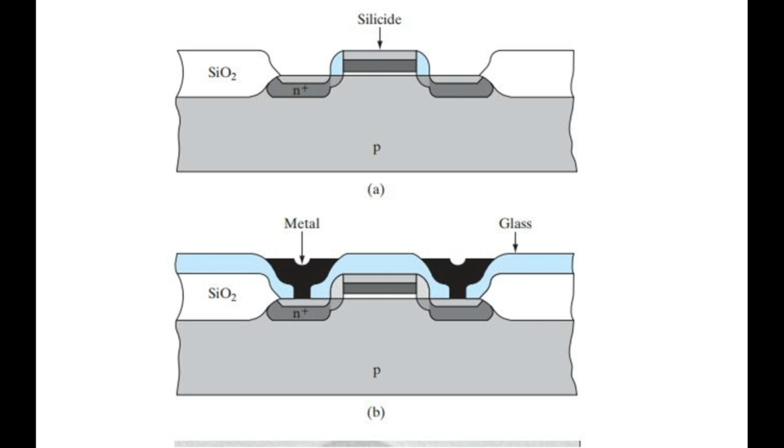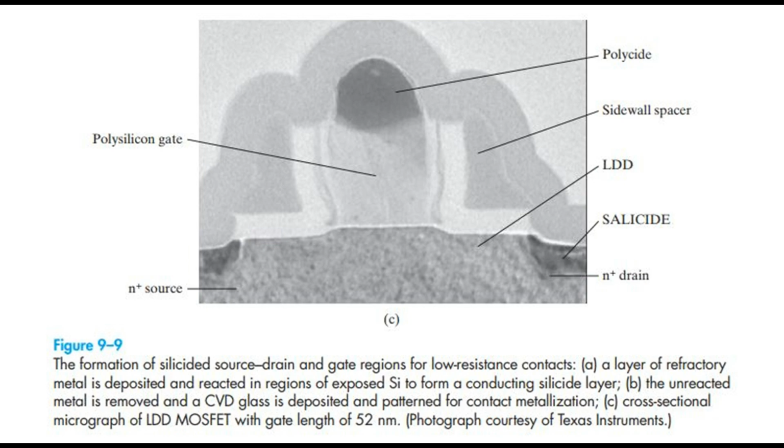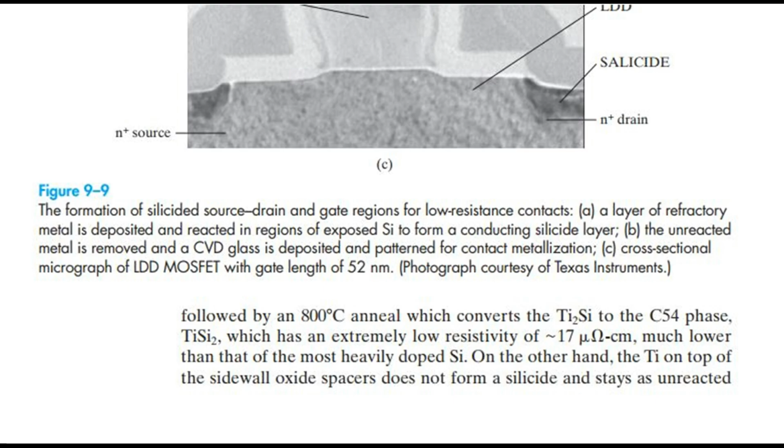Figure 9.9 The formation of silicide source drain and gate regions for low resistance contacts. A. A layer of refractory metal is deposited and reacted in regions of exposed silicon to form a conducting silicide layer. B. The unreacted metal is removed and a CVD glass is deposited and patterned for contact metallization. C. Cross-sectional micrograph of lightly doped drain metal oxide semiconductor field effect transistor with gate length of 52 nanometers. Photograph courtesy of Texas Instruments.